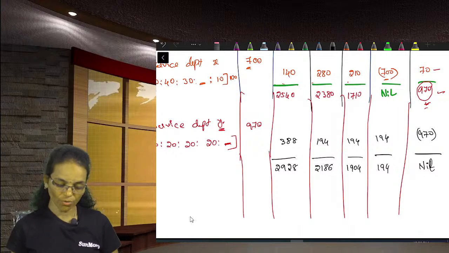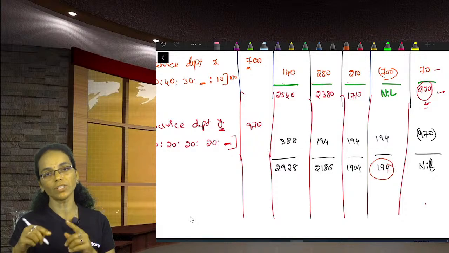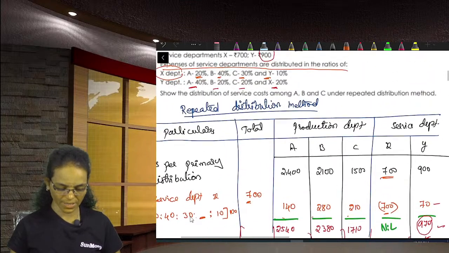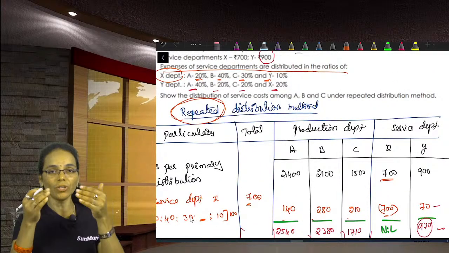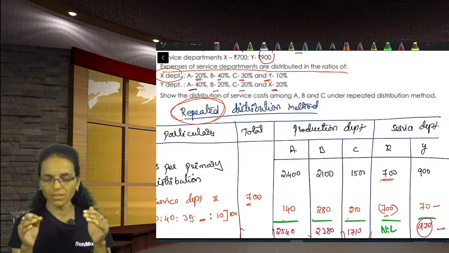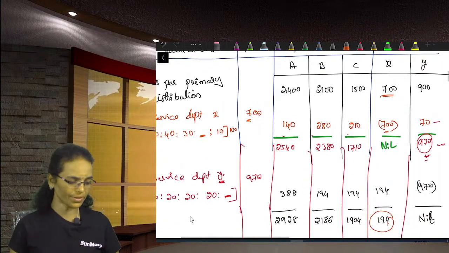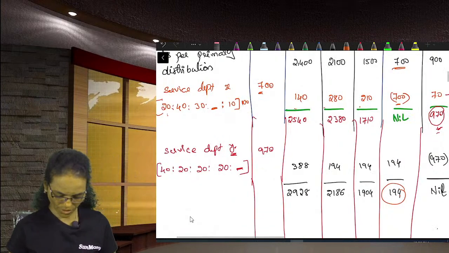Clear? Now we got some expenditure for department X again. This amount has to be distributed among all other departments except X department. That is the reason the method is called repeated distribution. Till you get a negligible amount or zero amount, you need to distribute it.